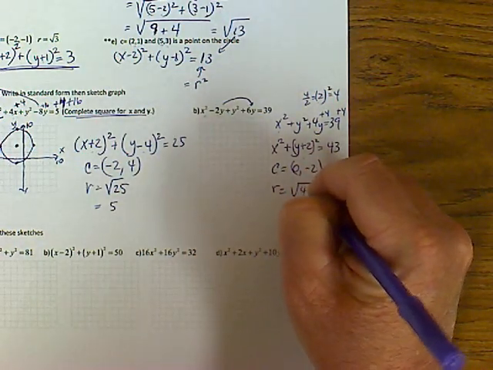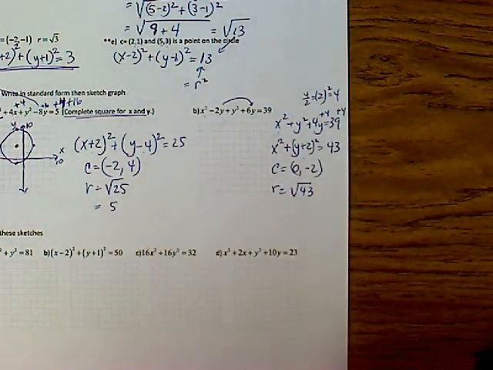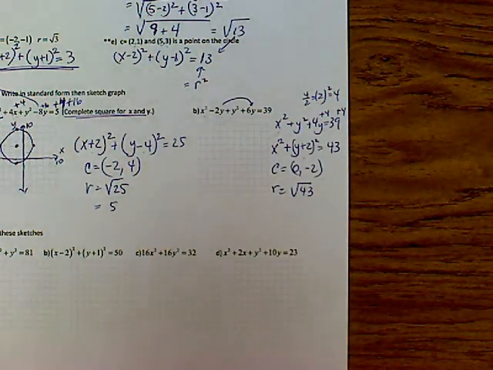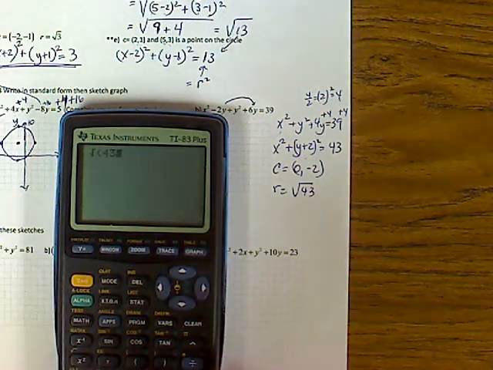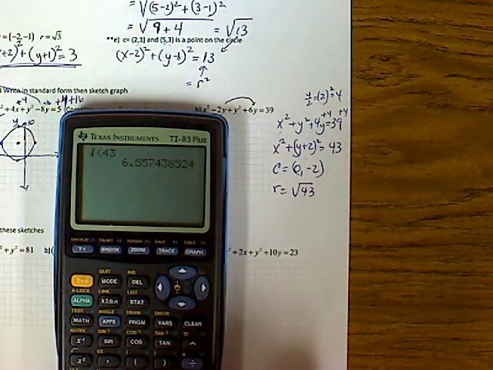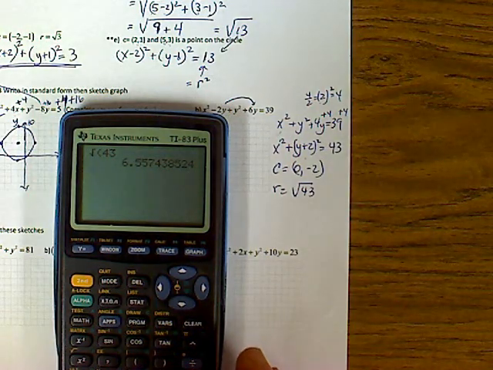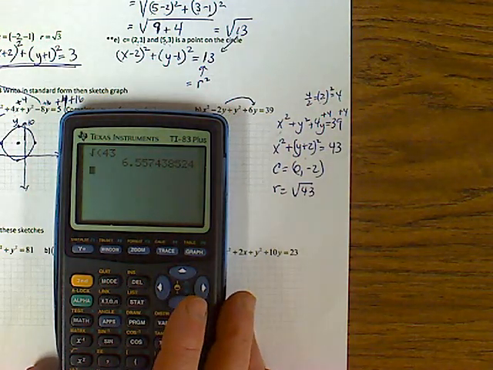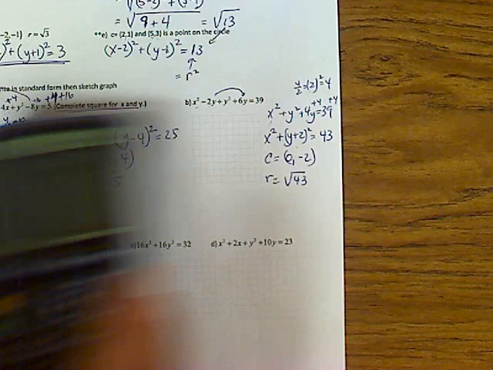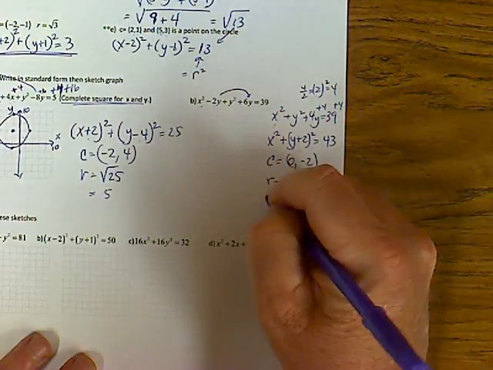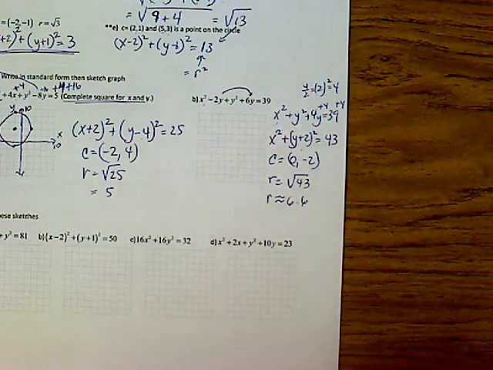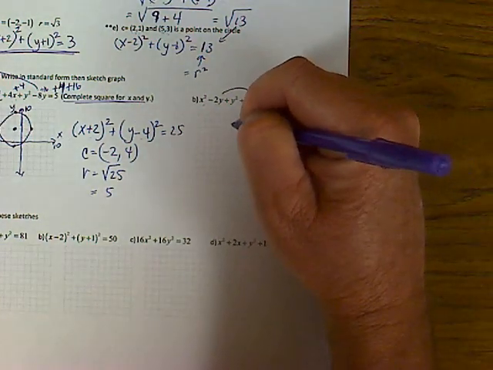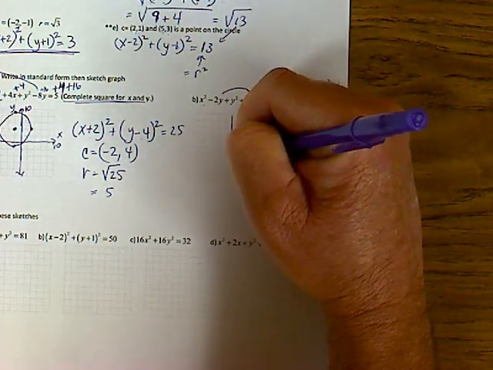be the square root of 43, which I don't know what that is. You don't know what that is, so we have to get a calculator. Let's take the square root of 43, and that's about, let's round off to the nearest tenth just for our graphing purposes, about 6.6. So the radius is approximately 6.6. This is going to be a little tough to graph, but we'll do it and see if we can figure this out.